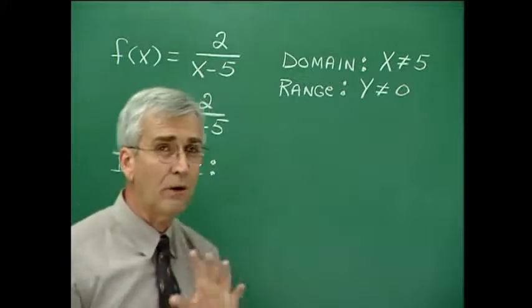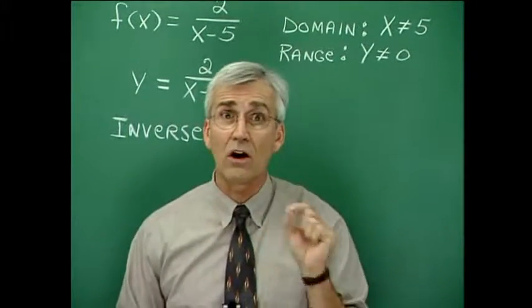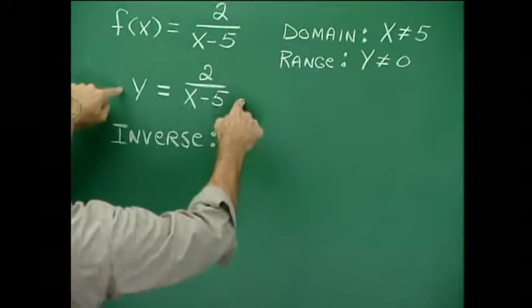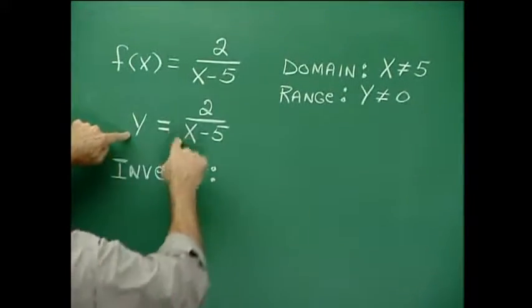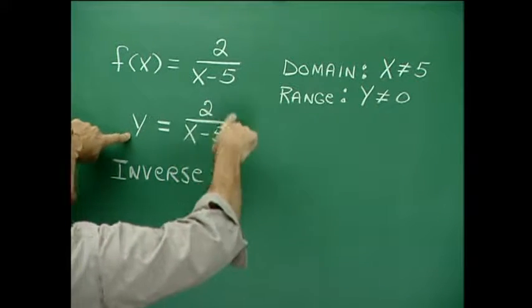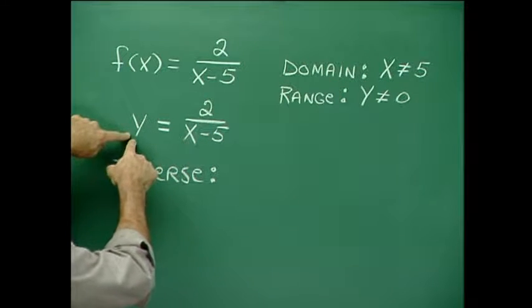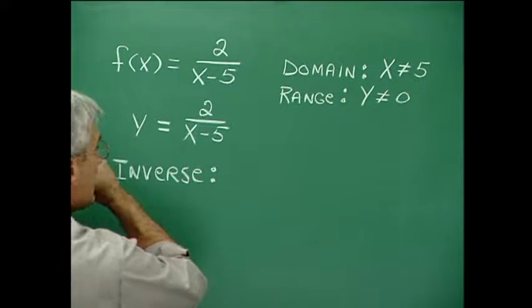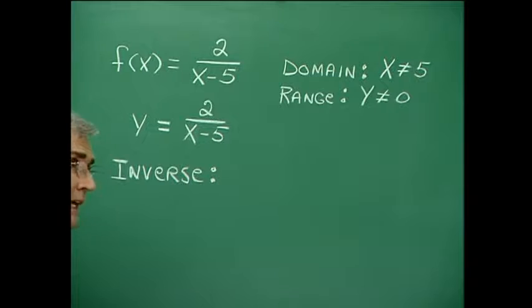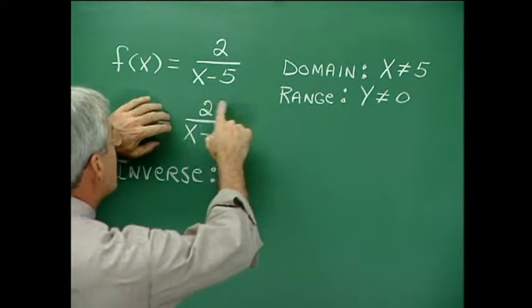And in identifying range, we're saying what values can y take on? That is, in this form of the function, for all of these numbers except 5 that we replace x with, what kinds of numbers come out for these fractions? You see, what values can y take on? Well, it turns out that y can take on any value in the world except 0. This fraction can never become 0.